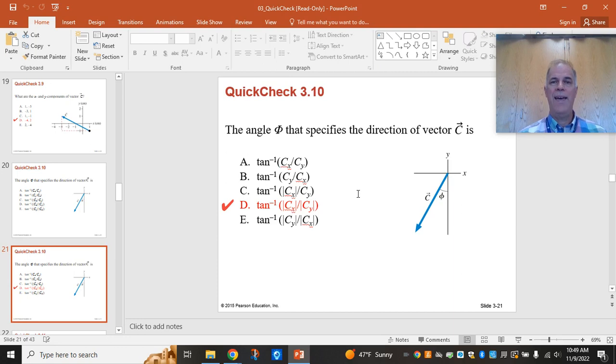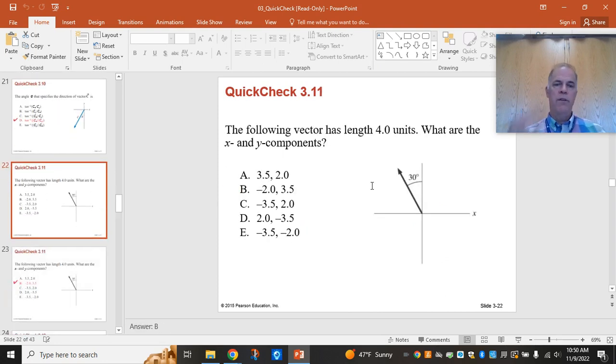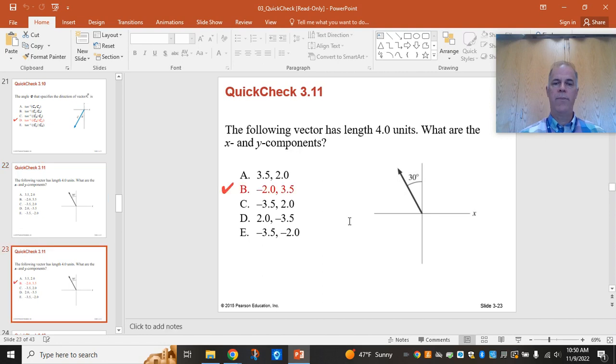SOHCAHTOA. And you can figure it out from there. By the way, all this information is also available on the AP Gouge. They don't write it as SOHCAHTOA, but they have all the diagrams so you can figure this stuff out. Okay, question number 11. Here we are. The following vector has a length of 4 units, and they want to know the X and Y components. Here's the answer in 3, 2, 1.